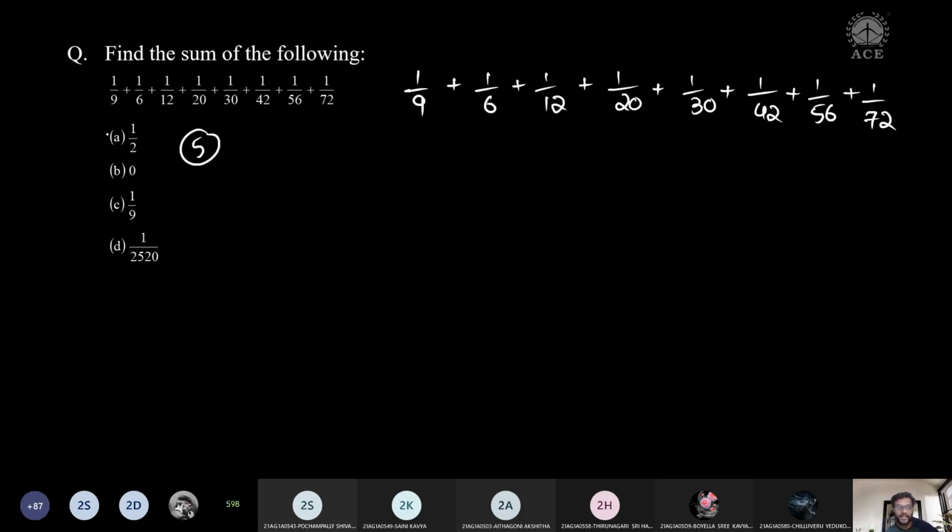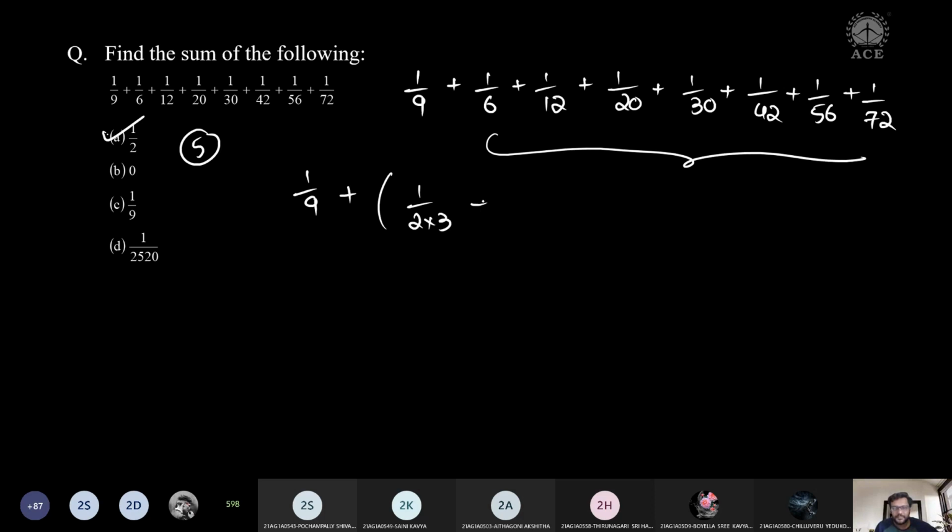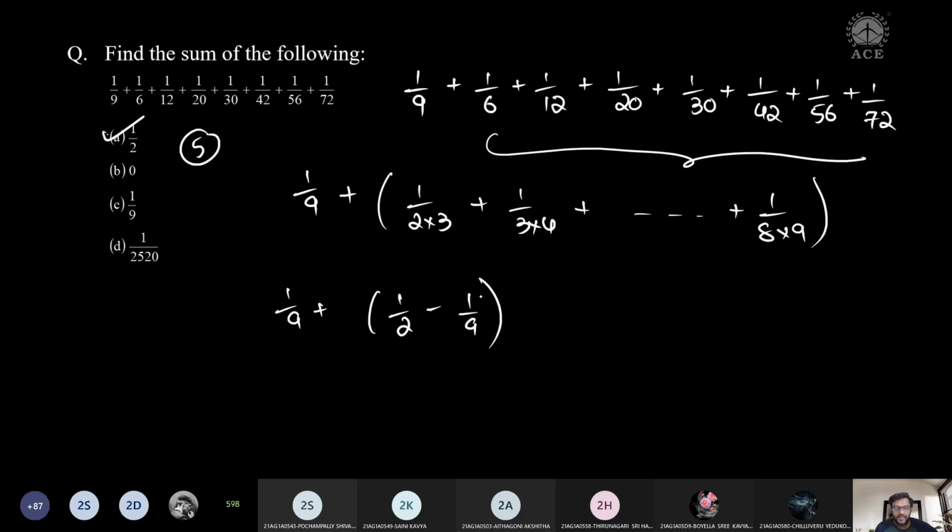A is correct. Guys, put this 1 by 9 ahead. Now this one, if you focus, this is 1 by 2 into 3, 3 into 4, 4 into 5, so on. 72 is 8 into 9. Right. Difference is one that's there in the numerator. Now see, you can put this as first term minus last term. This last term and this one will get cancelled. It's 1 by 2.